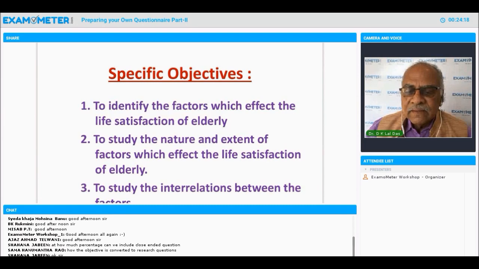To identify the factors which affect the life satisfaction of elderly. Now, while you are reviewing the literature, you will come across a number of factors. For example, social support is one factor which affects life satisfaction. Now, this can be converted into a question like, who is there in your home to take care of you? Whether you are staying with your relatives or alone, like that.